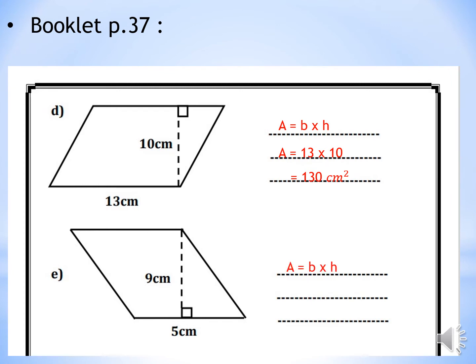In letter E, the area equals base times height, area of parallelogram, and the base here is 5 and the height is 9, so the area will be 5 times 9 equal 45 centimeters squared.